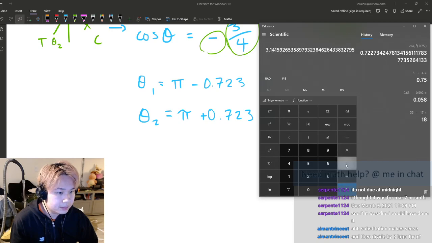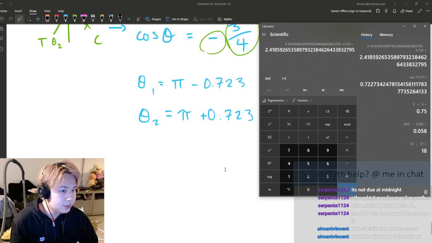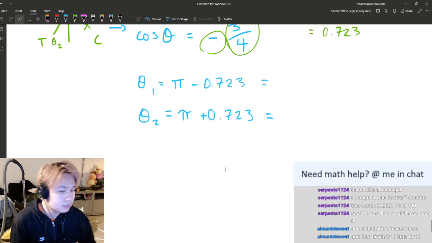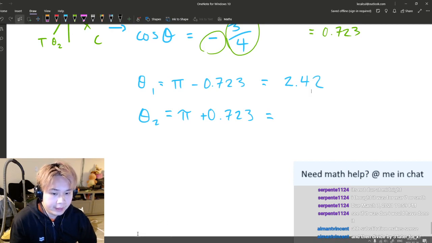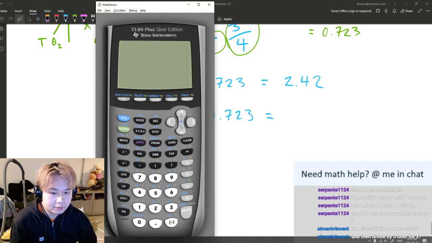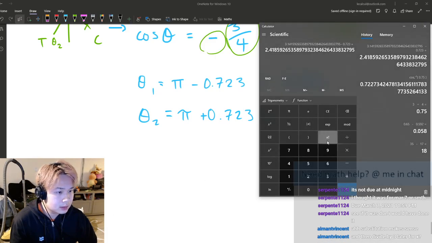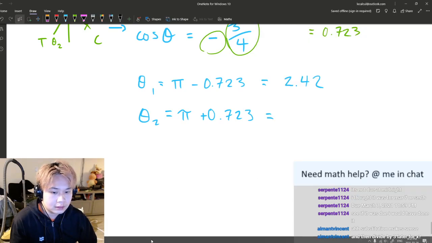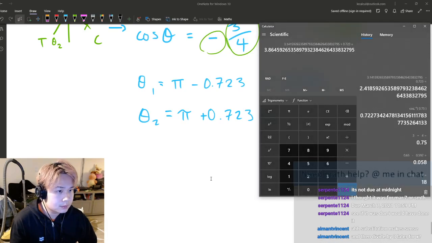So pi minus 0.723, and then you get 2.42. And then you get the other one. Pi plus 0.723, which is 3.86, let's say.